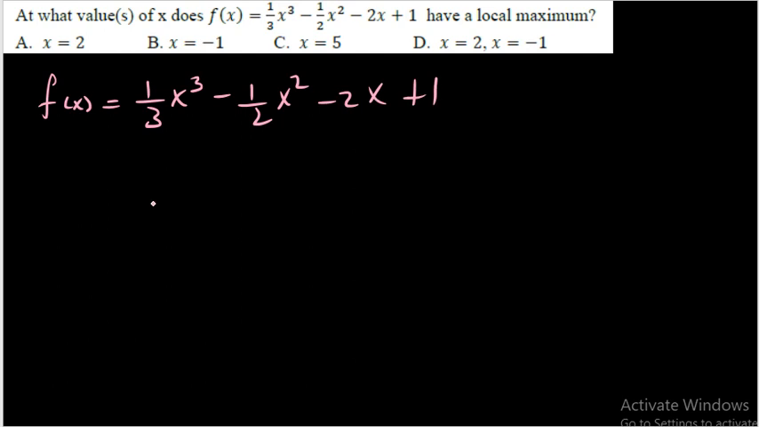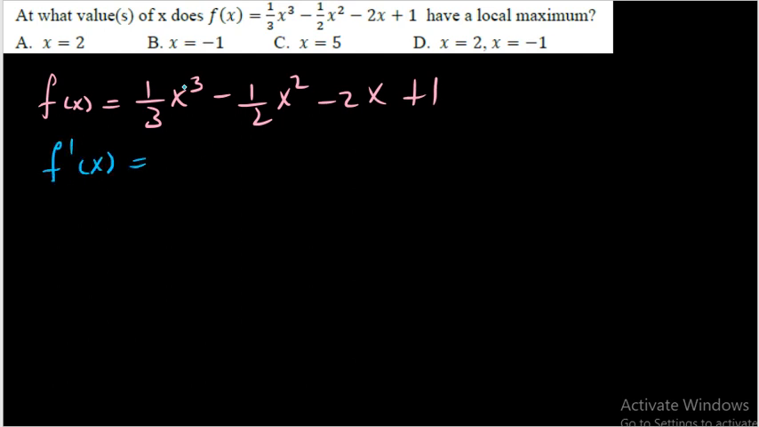The next question: at what values of x does the function have a local maximum? When we are asked for the local maximum and minimum, what to do? First we differentiate, factorize, make a sign chart, and then we observe the positive and negative intervals. Positive intervals are increasing, so let's go on. What is our function here? It says 1/3 x cube minus half x square minus 2x plus 1. So the first step, differentiate it.